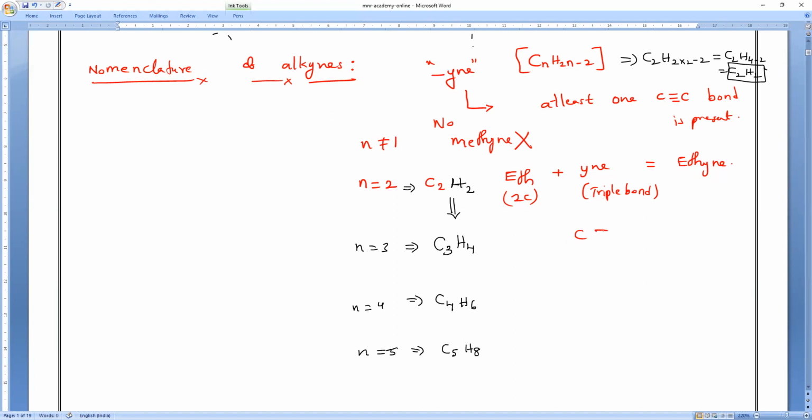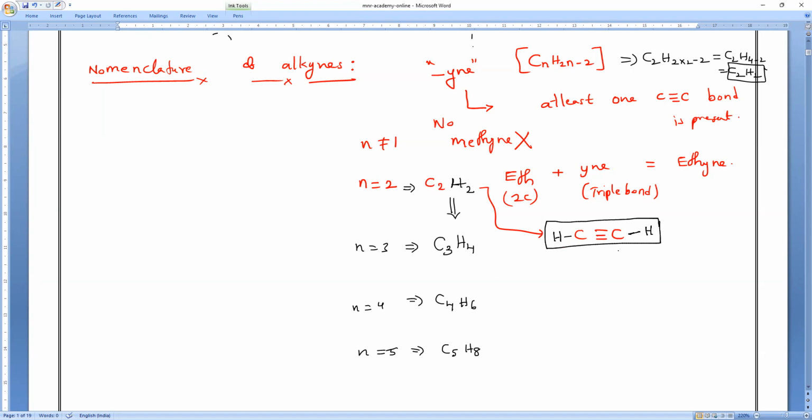Have you all drawn the structures? First one, if you have seen: C triple bond C. So already 3 bonds are completed. How many bonds are left for each carbon? This carbon has 3 over, 1 is left. That is the fourth bond, hydrogen. This carbon also has 3 completed, 1 is left. That is also hydrogen.